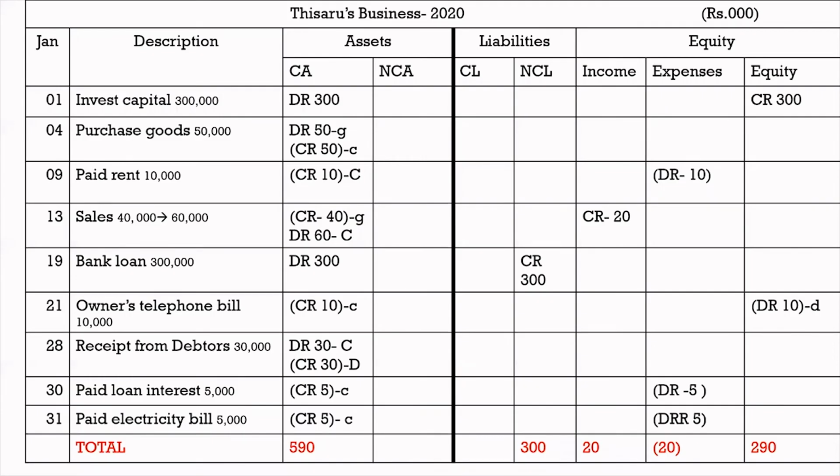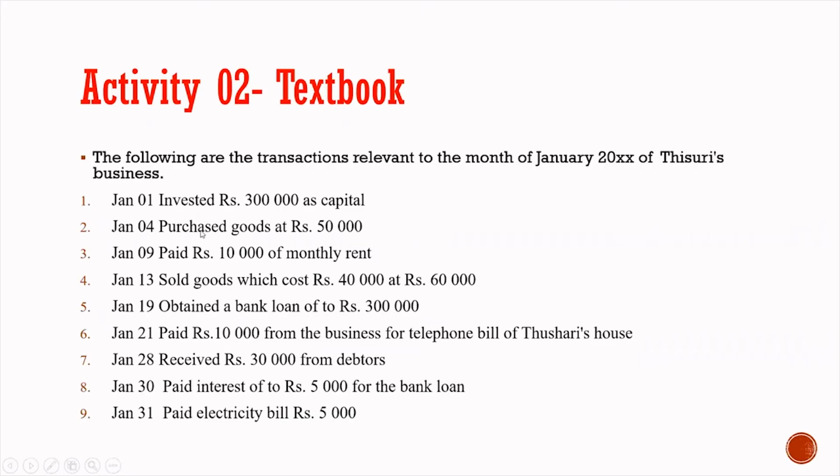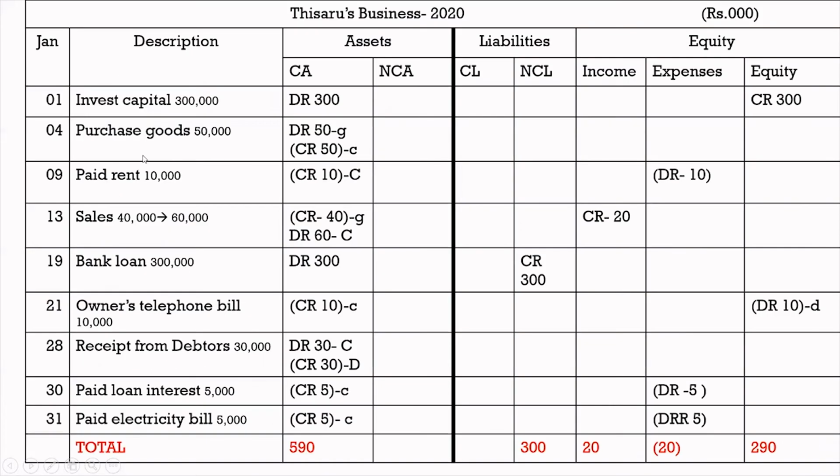Our next transaction is the purchase of goods worth 50,000. If the question does not mention that it is bought on credit or a name is not given, we usually assume that this is done on cash. If I go back to where the transactions were, it says purchase goods at rupees 50,000. There's no name mentioned, so we assume that it is done on cash.